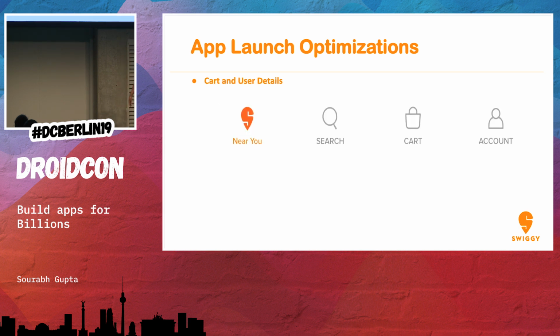Now comes cart and user details. This is the bottom bar of our app, and we have Near You, Search, Cart, and Account details. What exactly we are doing is that we show the icon on the cart if you have any items in the cart. If you have any update in the account, it used to show dots there. We'll make the API call for all of that lazily. That should happen only after we have the homepage response. We'll not make the calls that will fight with the homepage response for showing the data for the cart and account.